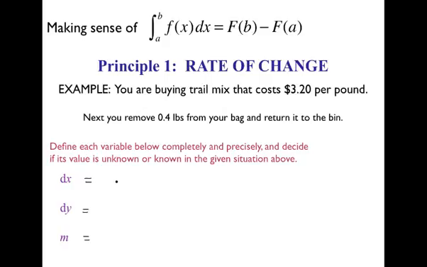He wants dx to be negative 0.4. Agree? Change in number of pounds. Now it's negative because it's a decrease, right? Decrease means a negative change. Change in y is always m times the change in x. You can take 3.20 times that change in x. 1.28.